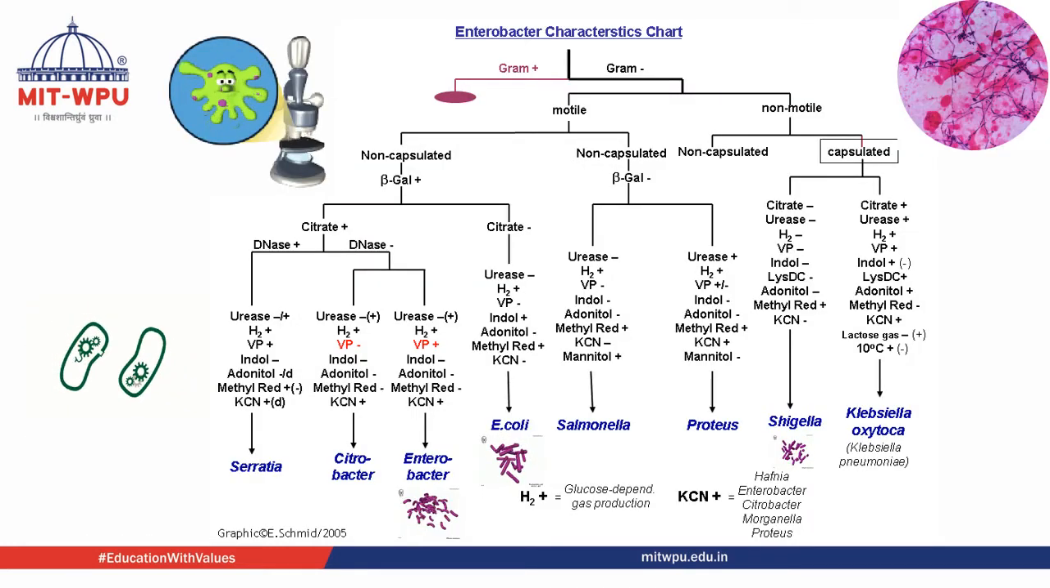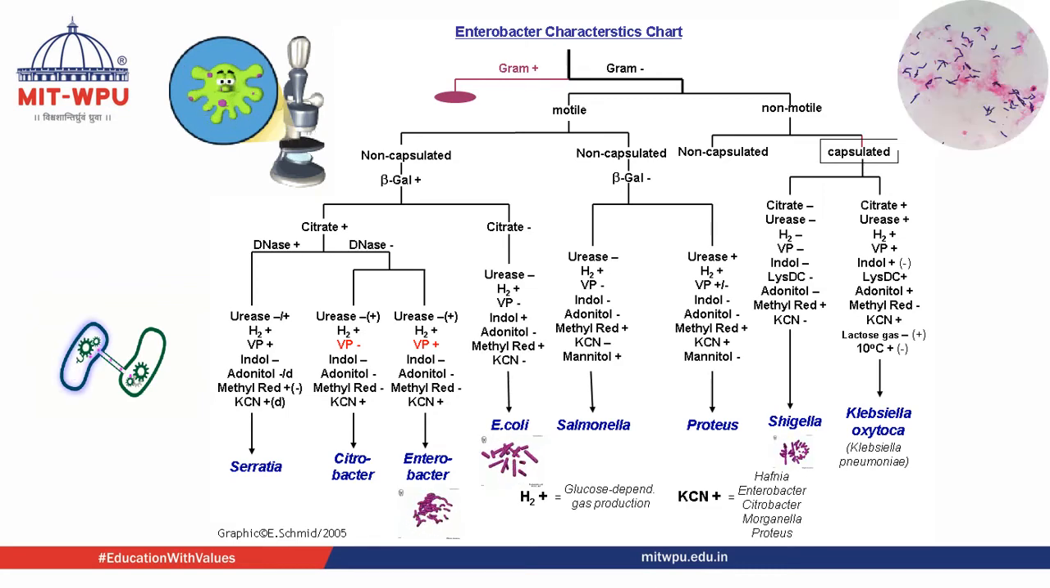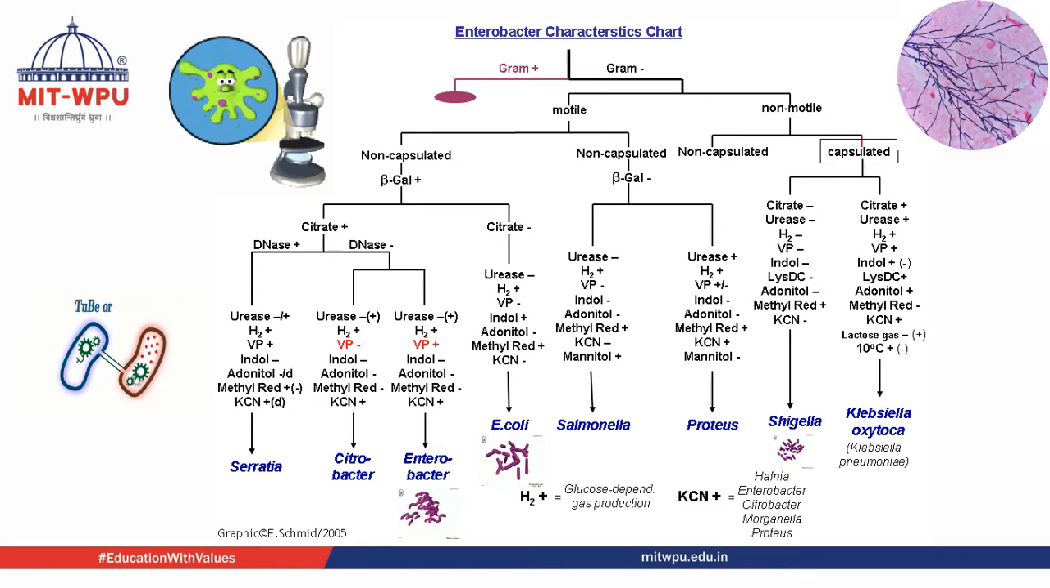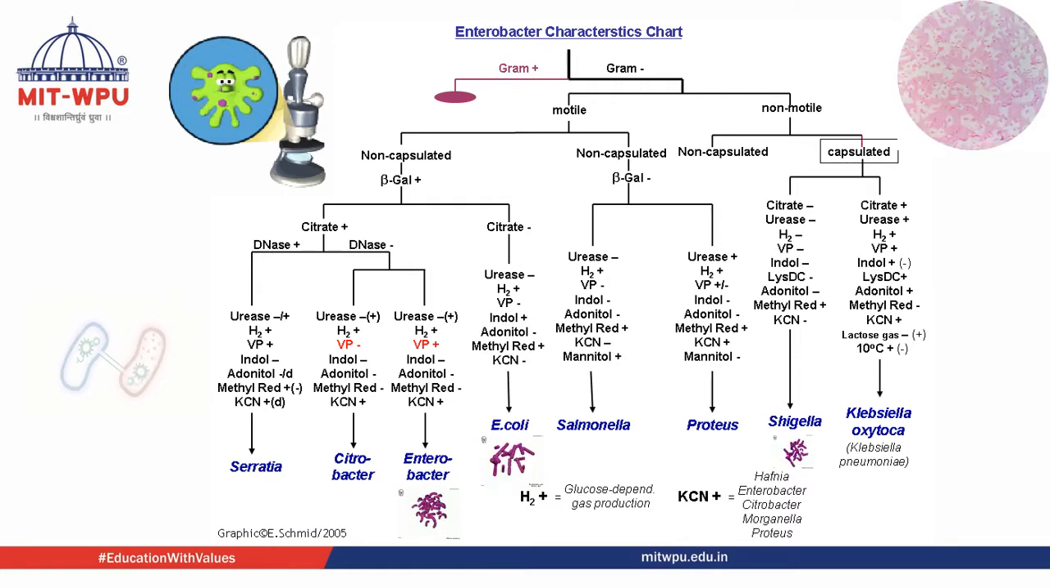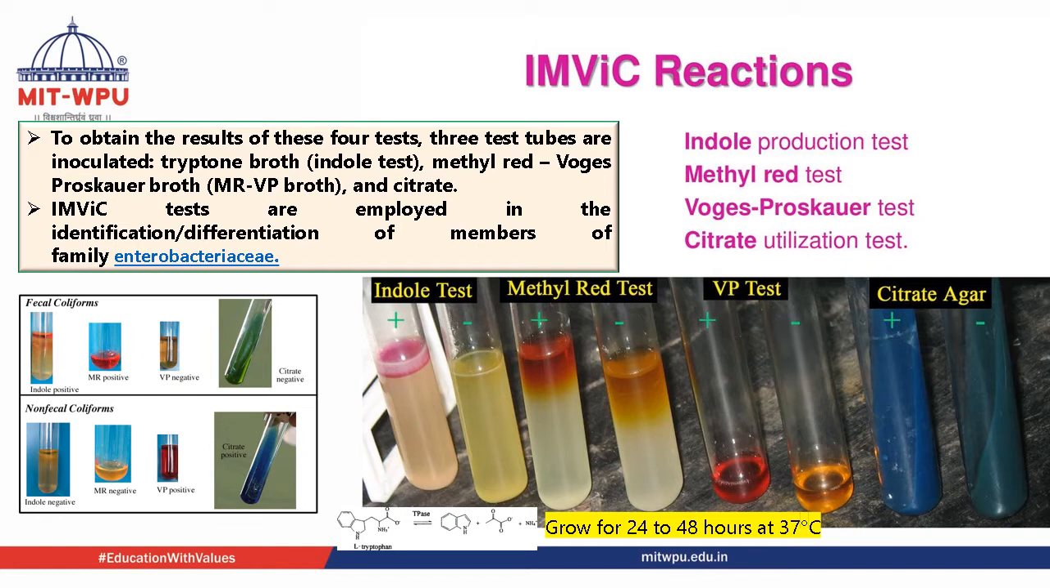Broadly, organisms are classified into gram positive, gram negative, motile, non-motile. Some are positive for indole, some are negative for indole. Depending on their characteristics, we can classify these microorganisms into different categories. To obtain the results of these 4 tests, 3 test tubes are inoculated: tryptone broth for the indole test, MRVP broth for methyl red and Voges-Proskauer, and citrate. These IMViC tests are employed in the identification and differentiation of members of the family Enterobacteriaceae. That's why this test is widely used for this kind of microorganism.